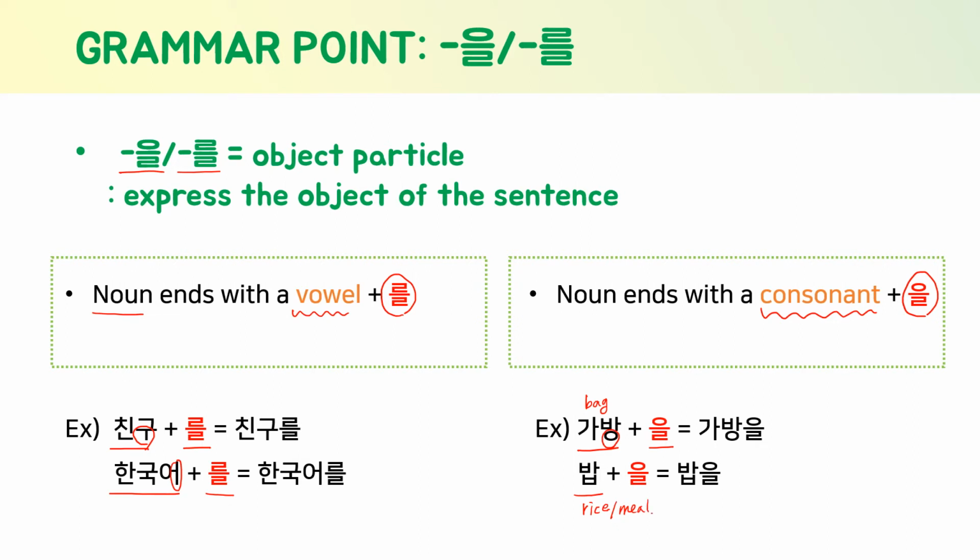밥 ends with the consonant ㅂ, so you add 을, and it becomes 밥을. Be careful: when the noun is used with the object particle, the pronunciation changes when you pronounce it together, 바블 instead of 밥을.